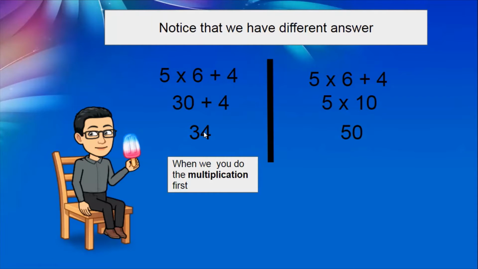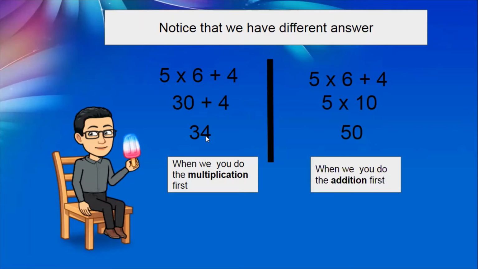So, let us try to answer the equation. 5 times 6 is 30. Added by 4, the answer is 34. But if we do the addition first, we have 6 plus 4, that is 10. Multiply it by 5, the answer is 50. Now, what do you think is the correct answer? Is it 34 or 50?